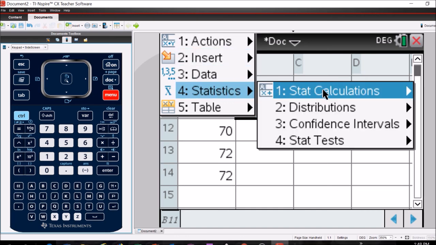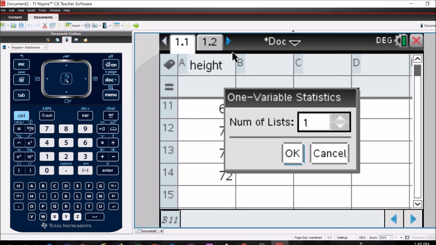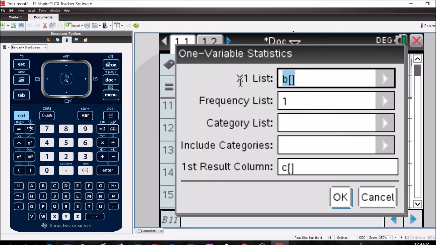I'm going to go to a stat calculation, and we only had one variable, so I'm going to choose one variable statistics. We only typed in one list, and it defaults to that, and in this case it's correct. We didn't have multiple lists of data. So I'm going to accept that. X1 list, that's asking, what variable do you want us to run your stats on? I want it to run on height, so I'm going to select height. I didn't put in a frequency list, so it's automatically chosen to make the frequencies 1. I'm not worried about categories, and putting my first results column in C or the third column is totally fine with me. So I'm going to hit OK.